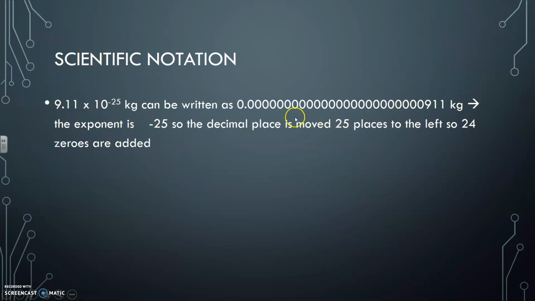But remember, because this number is smaller than 1, you're going to have 24 zeros, but the decimal point has to end up between this 9 and the first 1 here, which means that you're moving the decimal point 25 places. So you have 24 zeros, but you move the decimal point 25 places. So then it's 9.11 times 10 to the negative 25th.